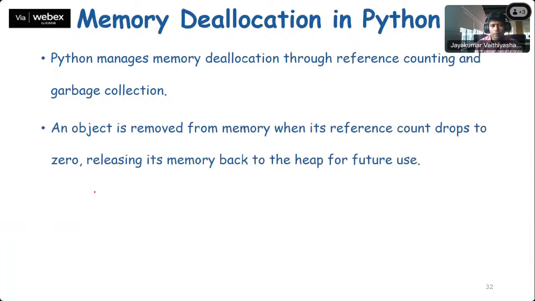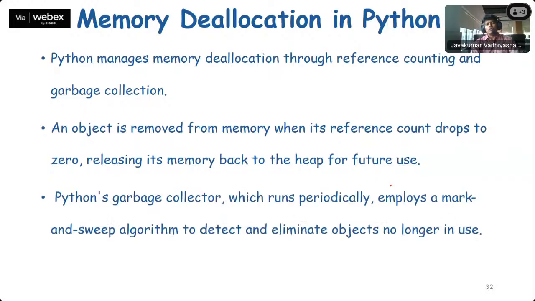So that is what is discussed. An object is removed from the memory when its reference count drops to 0, releasing its memory back to the heap for future use. So once the task is accomplished, the same memory is retrieved back to the memory bank. How do they manage the garbage collector? They run periodically, so according to a timeline, they are able to do allocation and deallocation. They try to eliminate the unused memory whose tasks are already accomplished.